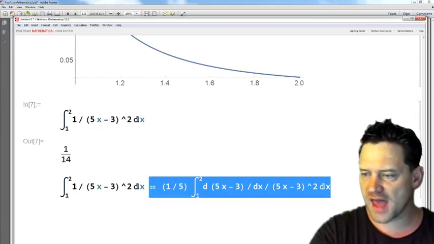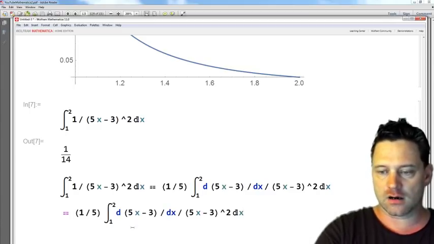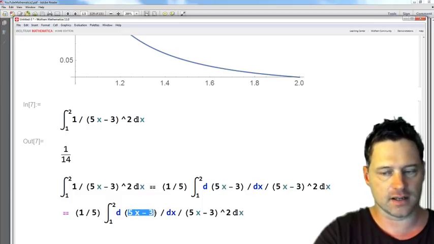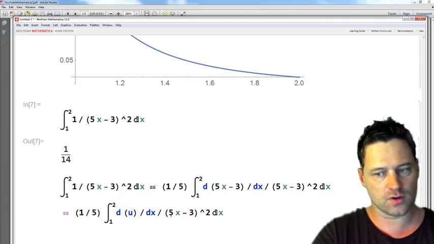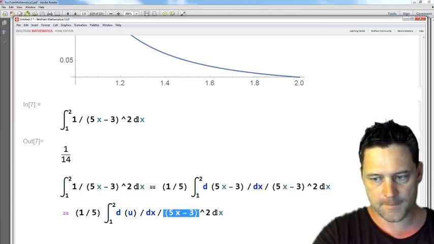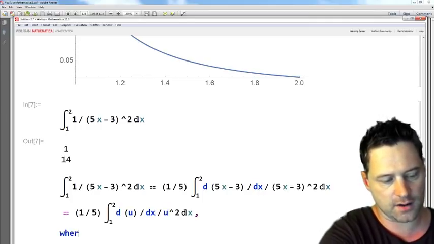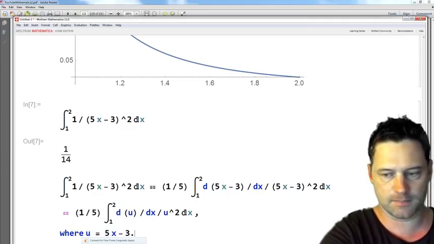And once we have that, we can decide on a substitution. All right, so we'll say let u equal 5x minus 3. Okay, so then I would be able to replace this with a u, and down here as well, 5x minus 3 equals u, and then I'll have to say where u is equal to 5x minus 3.